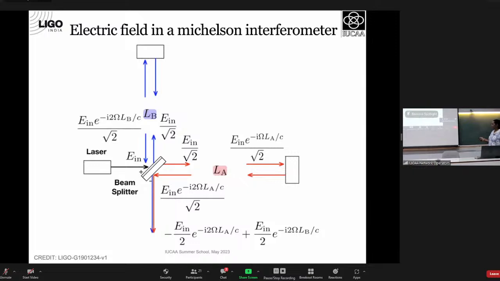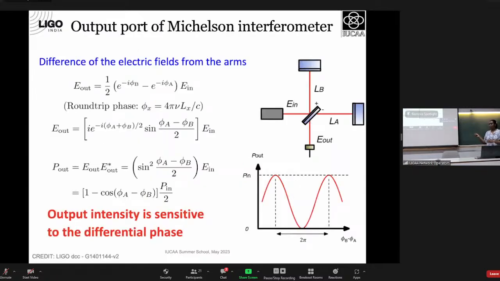Now you have a laser, and then you have the incident field, E in, and that gets split into two. So you have E in by root 2 and E in by root 2, because intensity goes by the square of the field, so you get E in by the square root of 2 after reflection. Then it travels a distance LA, so it accumulates a phase, and along LB it again accumulates a phase, and then returns back, and you get the 2 LA here, and the same, 2 LB here. The combined intensity at the output port will be given by this. That's clear, right? You can stop me anytime so you don't get lost.